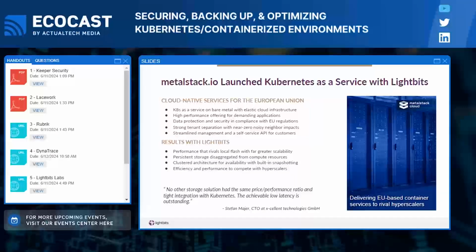And this all competes with hyperscalers and their native cloud solutions. It's a really good competitor, very high performance, low cost, and hyper scalable. And they're rivaling people like AKS and EKS.